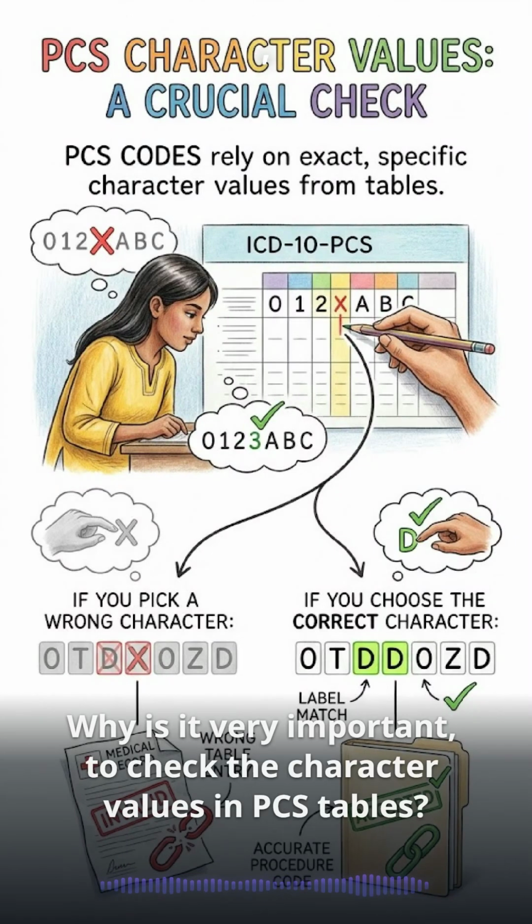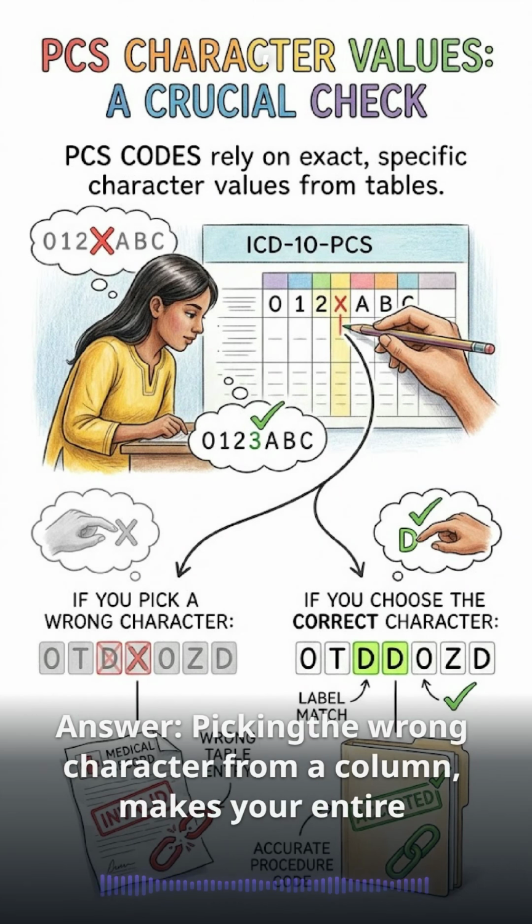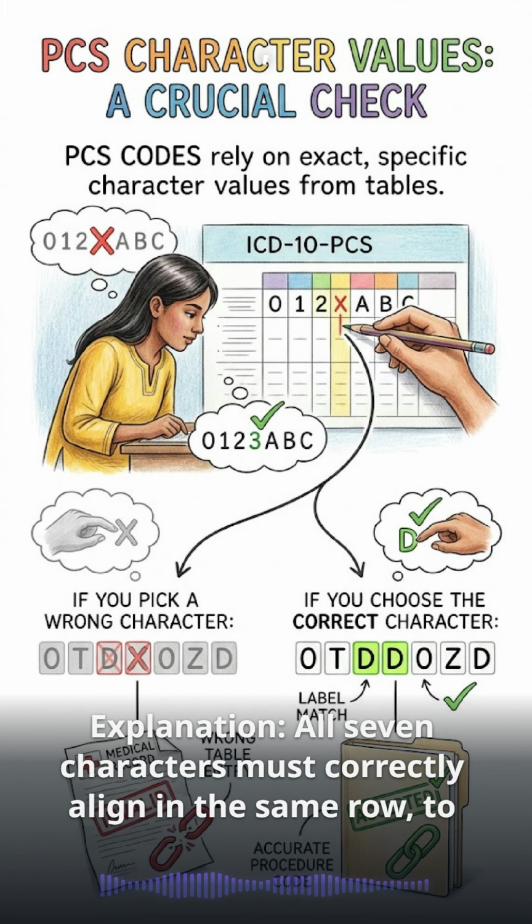86. Why is it very important to check the character values in PCS tables? Picking the wrong character from a column makes your entire procedure code invalid. All 7 characters must correctly align in the same row to work properly.